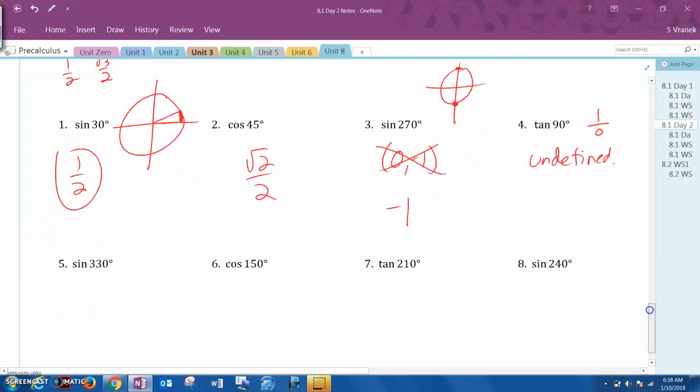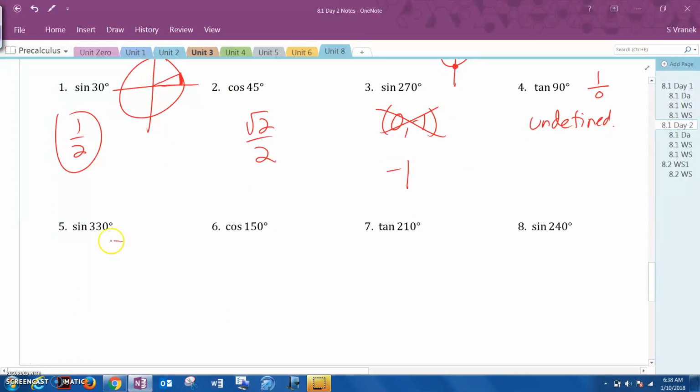Okay. 330, you have to figure out where that is and what the reference is. 330 is almost 360. It has a reference of 30 again. So this is just like the triangle I drew in number 1. At 30, anytime you have a reference angle of 30, the x is √3/2, the y is 1/2. So I know the answer is 1/2, but I have to be careful. What quadrant am I in? Well, in this case, the y is moving downward. So this is actually -1/2.